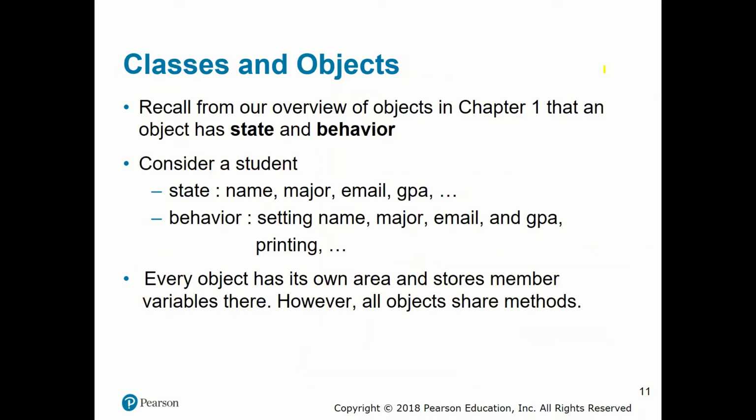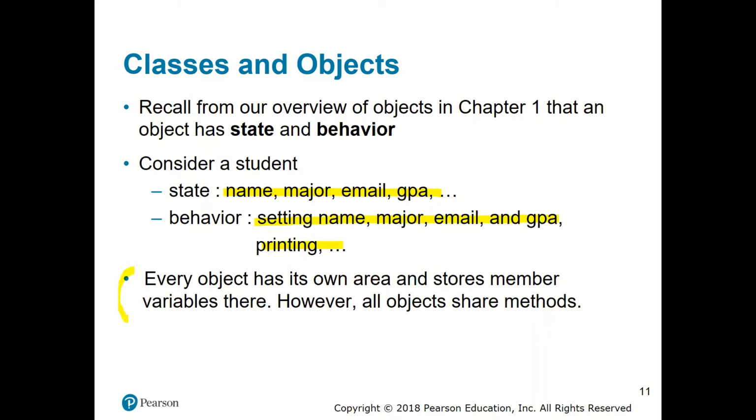I'll explain how to make a user-defined class. Recall from our overview of objects in Chapter 1 that an object has a state and behavior. State is the characteristics of an object. So consider a student. A student can have a name, major, email, and GPA as their attributes. Attributes are sometimes called fields and member variables. And the possible behavior of the student is setting name, major, email, and GPA, and printing out information.